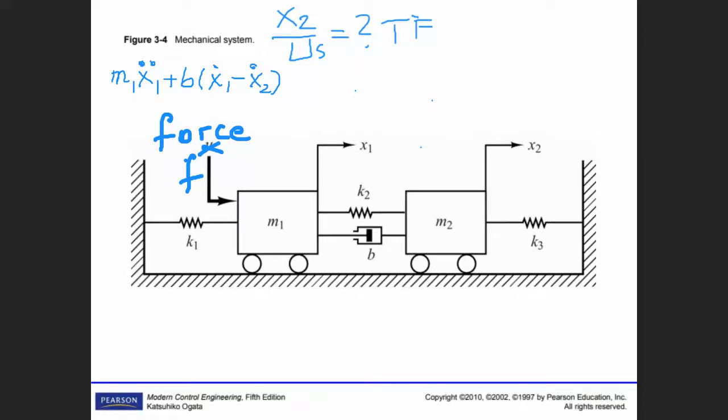What else is there? Plus k1 x1 plus k2 times x1 minus x2 equals, what's that one? Is it 0?